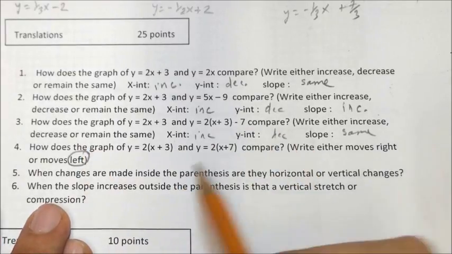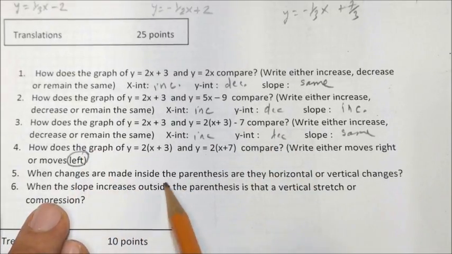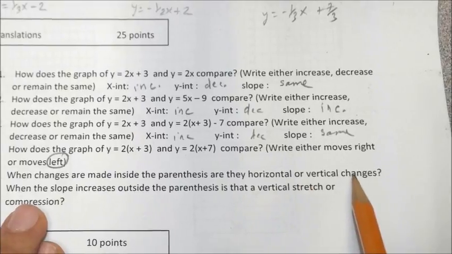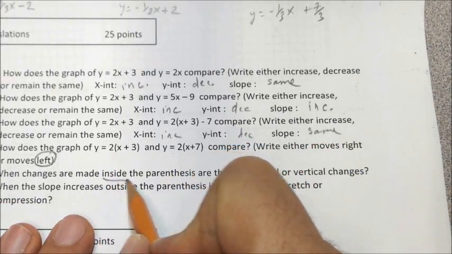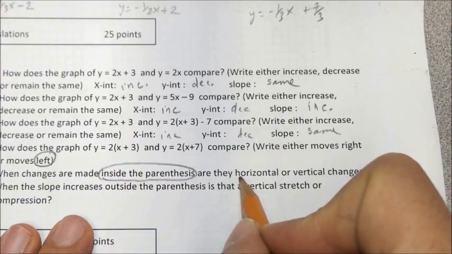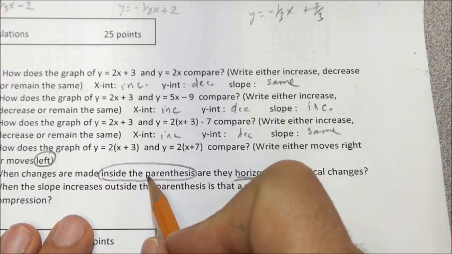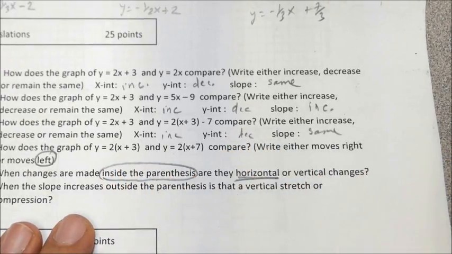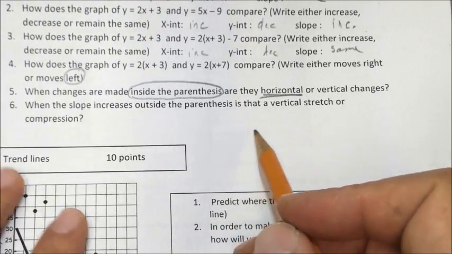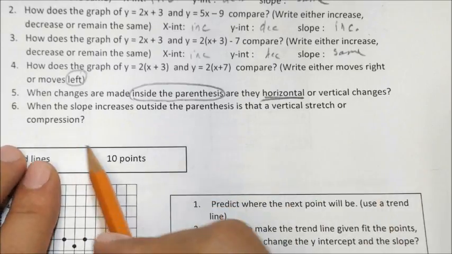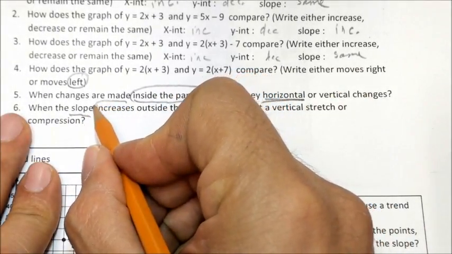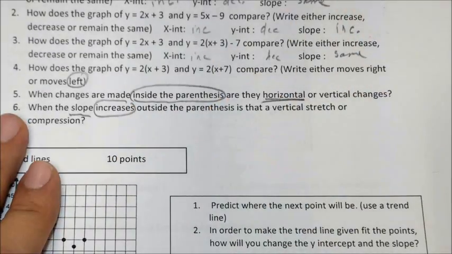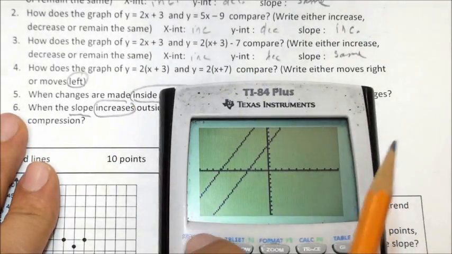On top of it, it says when changes are made inside the parentheses, are they horizontal or vertical changes? If they're inside the parentheses, they're horizontal. If they're outside the parentheses, then they're vertical changes. When the slope increases outside the parentheses, is that a vertical stretch or a vertical compression? If the slope increases, well, we've got to check that out by graphing. So let's go ahead and check it out real quick.